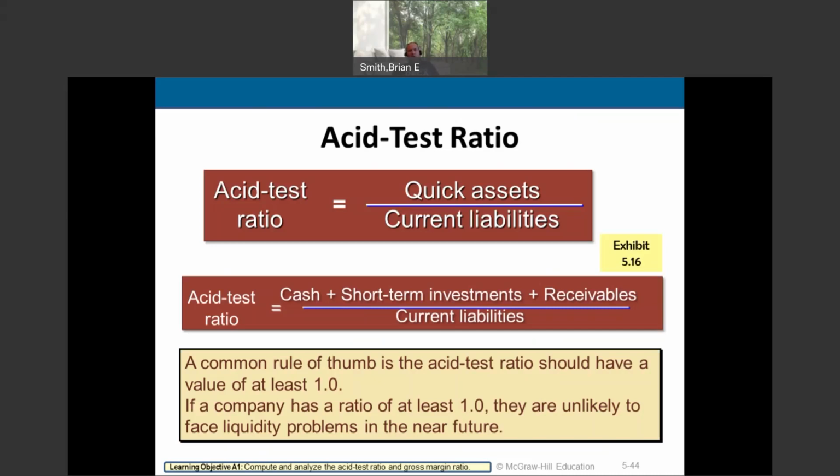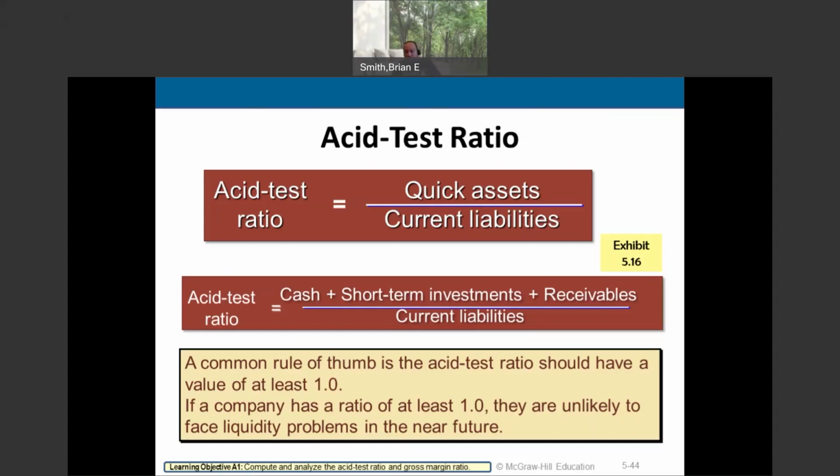Well, if it's all inventory, unless you're going to discount it pretty heavily, you're probably not going to be able to use your inventory. So the acid test ratio takes it one step further and essentially takes all your other current assets other than inventory, maybe a couple other ones, and divides that by your current liabilities. Anything one or higher means you're not going to have any liquidity issues in the near future, but it doesn't necessarily mean it's good, okay? You should have at least one. That's always a good positive thing.